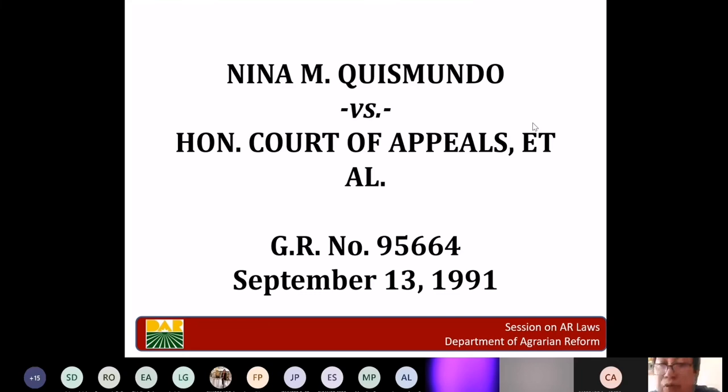Now, according to the Supreme Court, the issuance of EO 229 already divested the regional trial court of its jurisdiction under PD 946, and that jurisdiction was transferred to the Department of Agrarian Reform because of its quasi-judicial powers under Section 17. So RTC, in the case of Nina Quismundo versus Court of Appeals, has no more jurisdiction on agrarian reform matters.